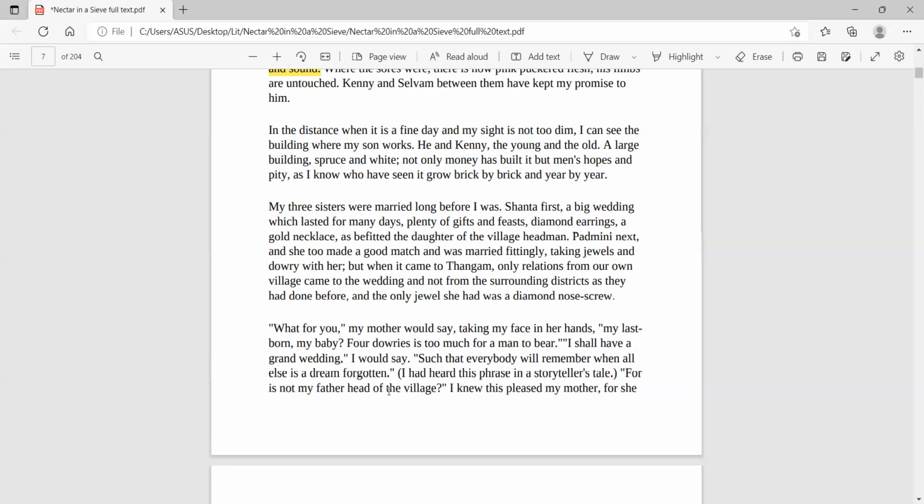Only the relations from their own village came, and it was not as grand as the marriages before. Those were Padmini and Shanta. They had quite big grand weddings, but Tangam had only a simple function. This may be due to the financial constraints of her father. I'll tell you later.